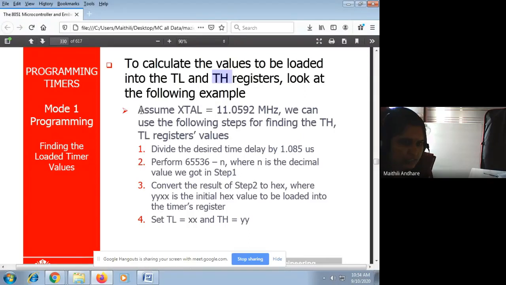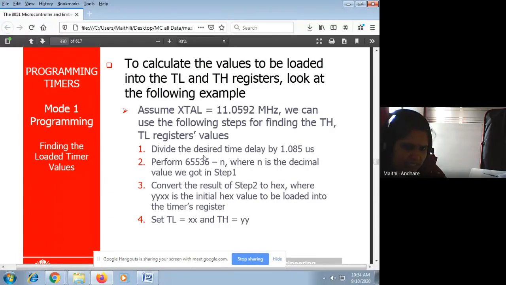So see, it is written. Obviously, you already know the crystal frequency is 11.0592 megahertz. You can use the following steps. Whatever is the delay given, you have to just follow these steps in the calculation. Divide the desired delay by 1.085 microsecond. Why 1.085 microsecond? Each clock pulse has a period of 1.085 microsecond.